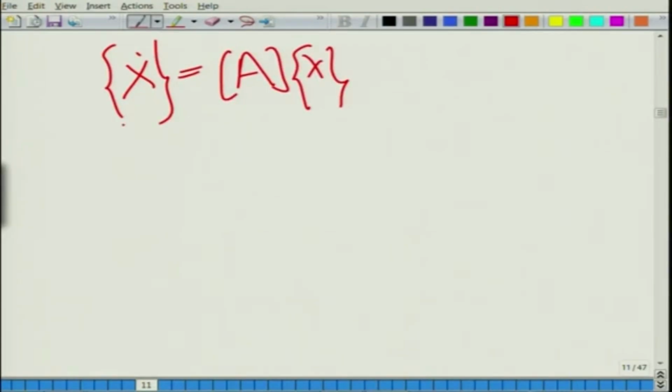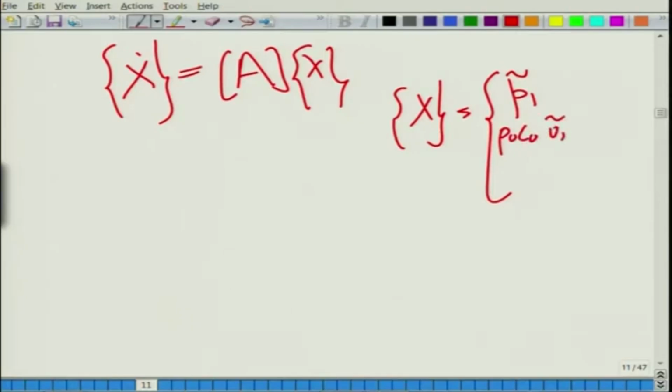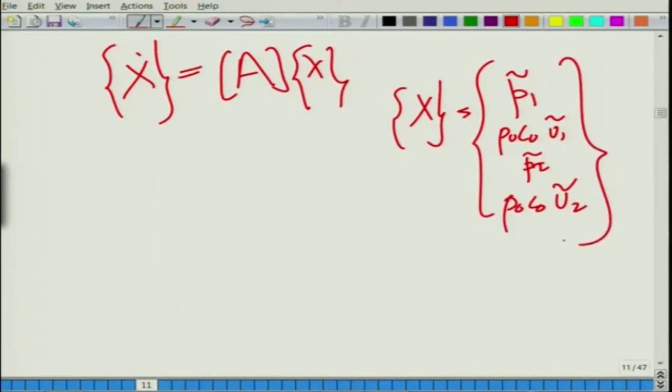What is x? X is nothing but the state vector. You can define it something like this: P1 tilde, normalized U1 tilde, P2 tilde, rho naught C naught U2 tilde. Dot usually means with respect to time, but a better way is d by dz of this form, which has to be solved. So, it is d by dz of x is equal to A x, where clearly A is your 4 cross 4 matrix.